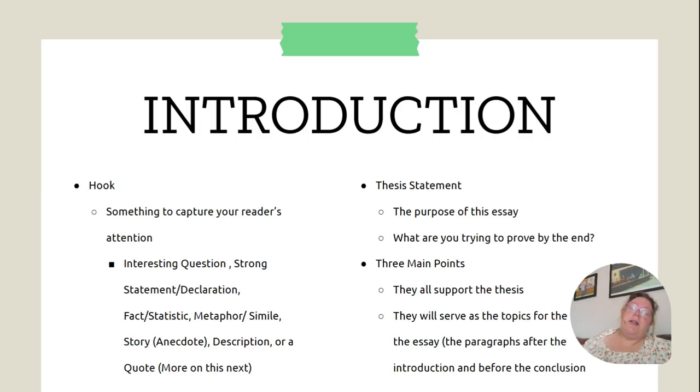And then you will have your three main points also in your intro. They all support the thesis and they will all serve as topic sentences for the coming body part of the essay, or the paragraphs that follow after the intro but come before the conclusion.